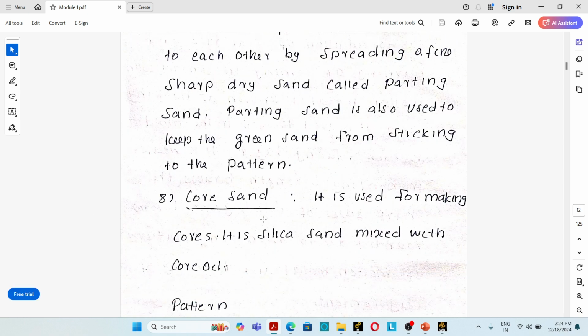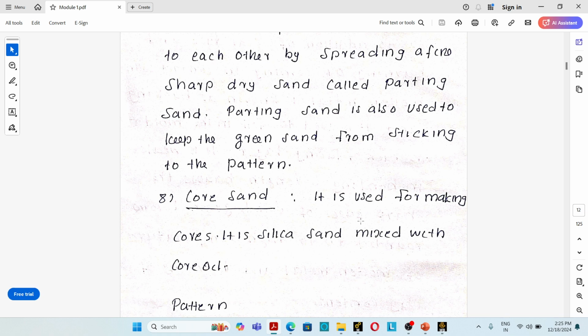Last one is the core sand. Core sand is used for making cores. What is the purpose of a core? A sand casting mold consists of a mold cavity and a mold core. The mold cavity always gives the outer shape of a casting. The mold core is used to produce hollow castings. Mold cores are always made up of core sand. Core sand means silica sand mixed with core oil. That is known as core sand.